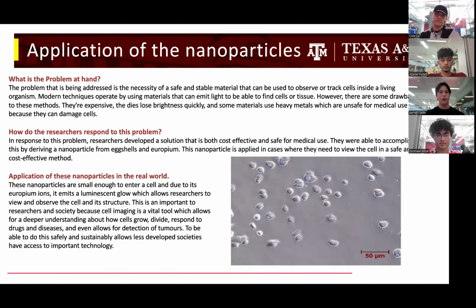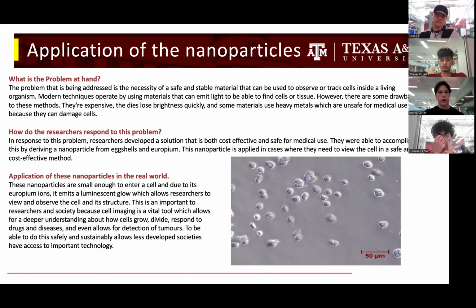So the problem at hand is that we're in need of a safe and stable material that can be used to observe or track cells inside a currently living organism. Modern techniques operate by using materials that can emit light to be able to locate cells. However, there are some drawbacks to this method. They're expensive, the dyes that they use lose brightness quickly, and some materials use heavy metals which are unsafe for medical use because of cell damage.